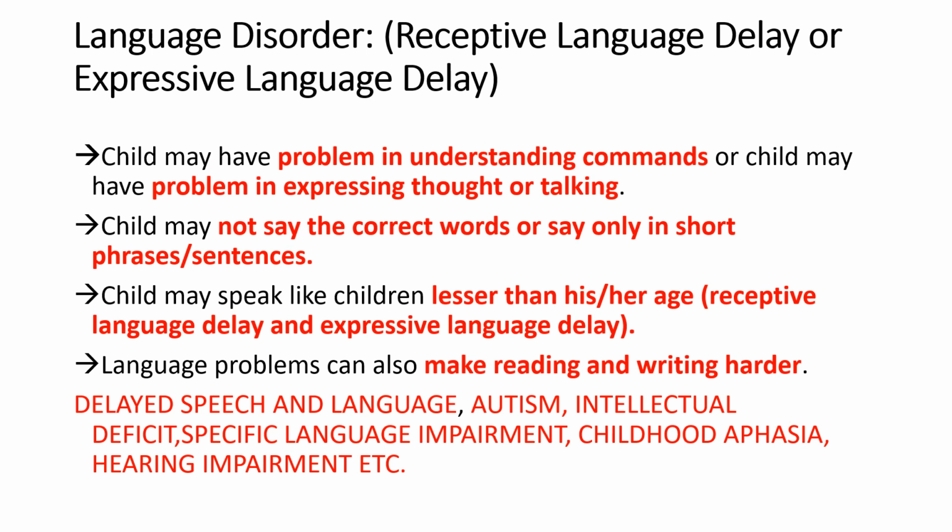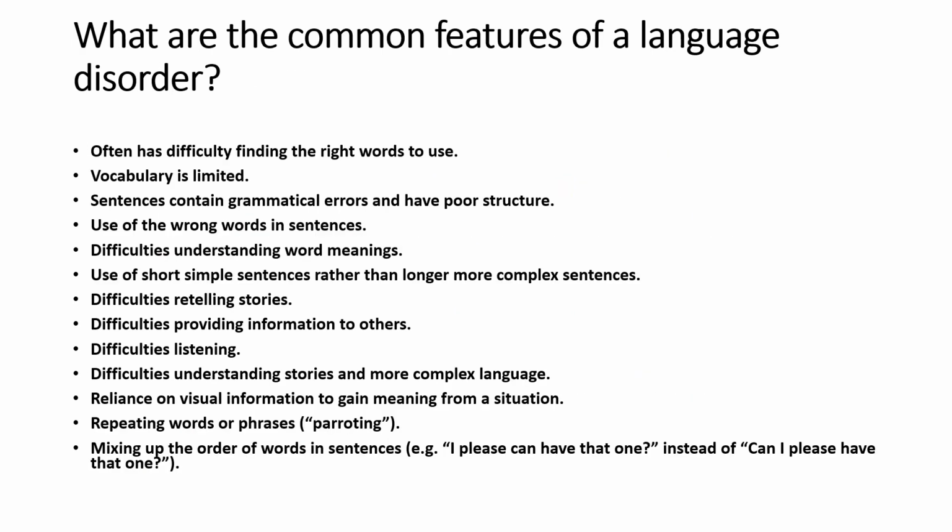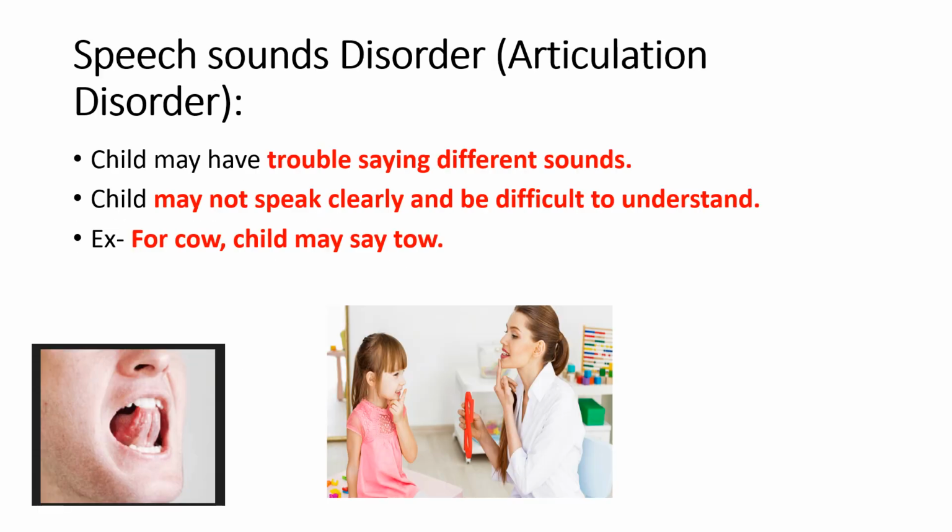There are many kids with autism, intellectual deficit, specific language impairment, childhood aphasia, hearing impairment, or delayed speech and language who can have receptive as well as expressive language delay. So what are the common features of language disorder? They may have problems expressing their thoughts or understanding the commands or instructions given by parents. They may fail to speak. In that case, we consider it a language disorder.